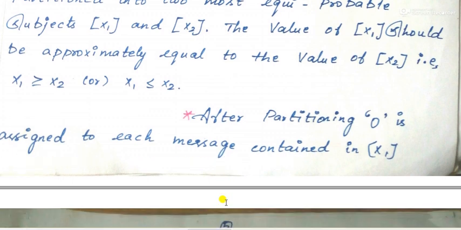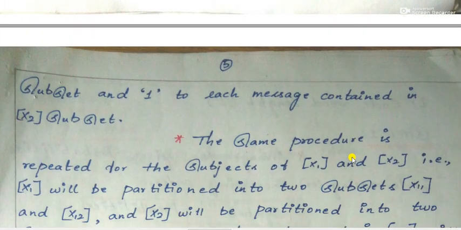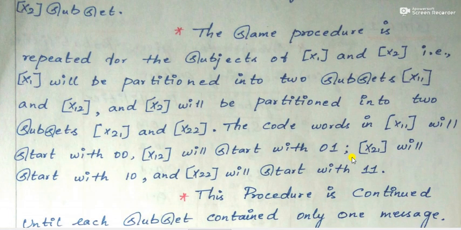After partitioning, 0 is assigned to each message contained in x1. So in the second step, we have partitioned into two most equiprobable subsets x1 and x2. In the first partition group, x1, the value 0 is assigned, and the next group is assigned 1, each message contained in the x2 subset. So that is procedure number 3. And next, procedure number 4: the same procedure is repeated for the subsets x1 and x2.